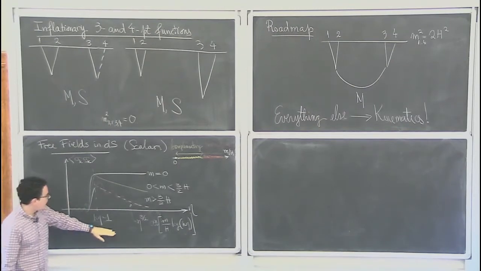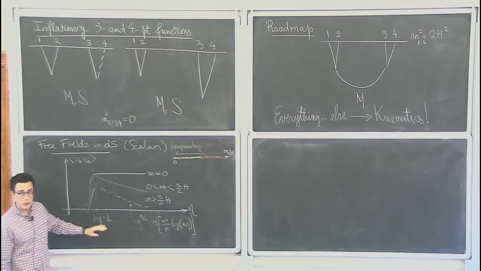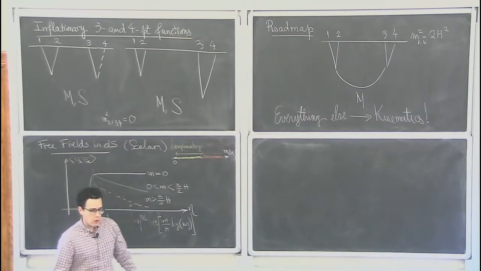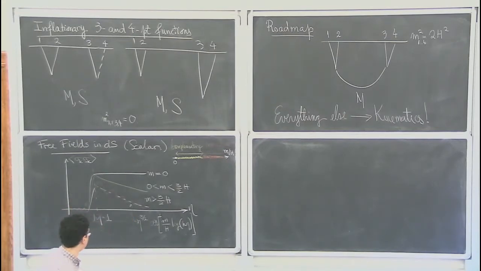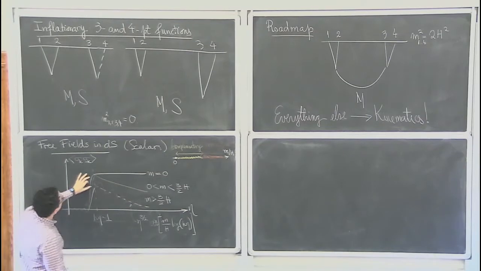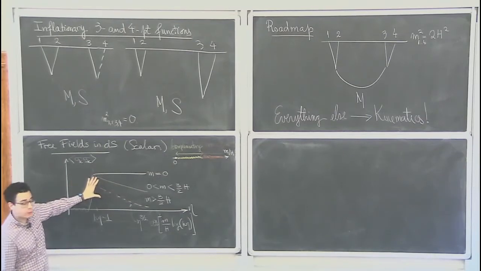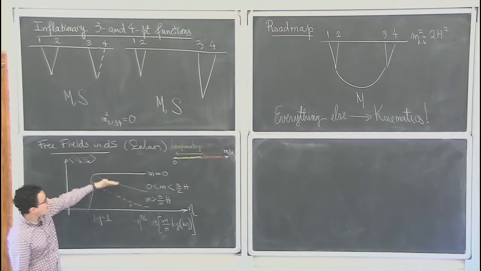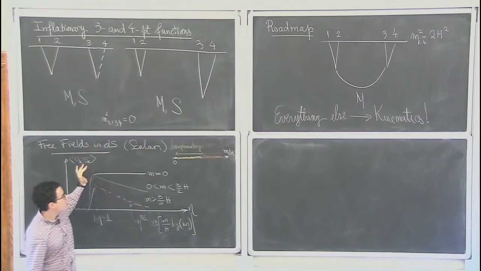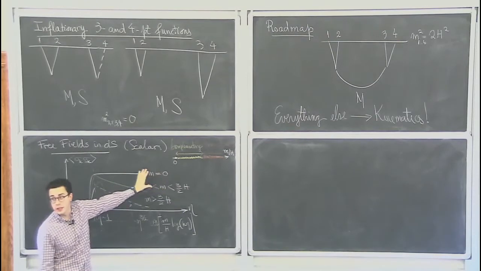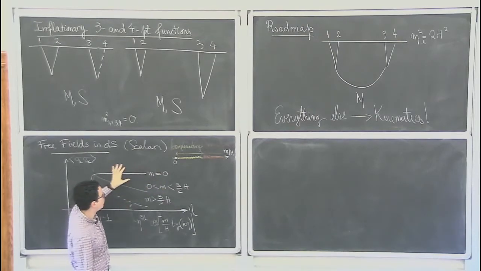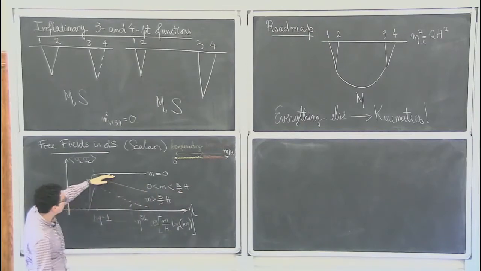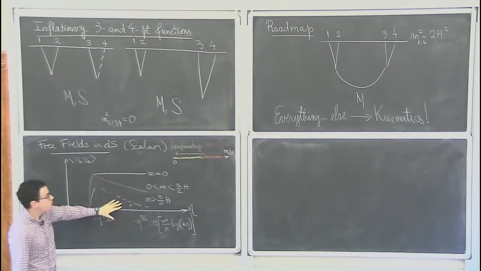And then at k eta of order one, what I was emphasizing yesterday, when the physical wavelength of your co-moving mode becomes comparable to the Hubble radius, then there is some amplification, some spontaneous particle production. And then outside of the horizon, depending on the mass of the particle, the amplitude will remain constant, which is what we're interested in, because those are the probes that we can measure later on. But for massive particles, the amplitude will decay.